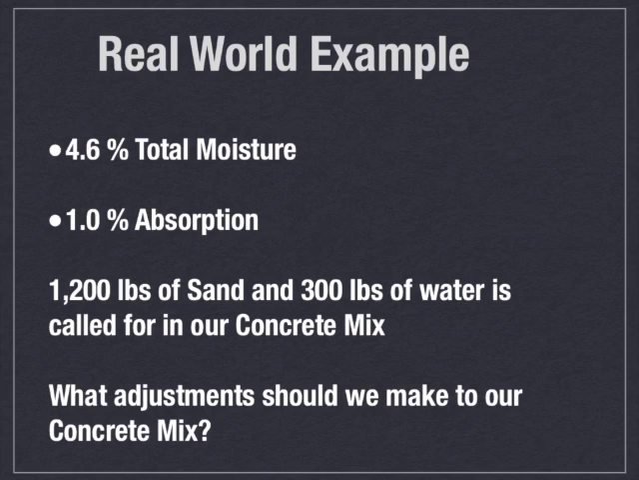Let's assume that we have 1,200 pounds of sand and 300 pounds of water that's going into a concrete mixture. Our sand has 4.6% total moisture and 1% absorption. What adjustments would we make to both the sand and the water for our concrete mixture? If you'd like, please pause the video before moving to the next slide for the solution.